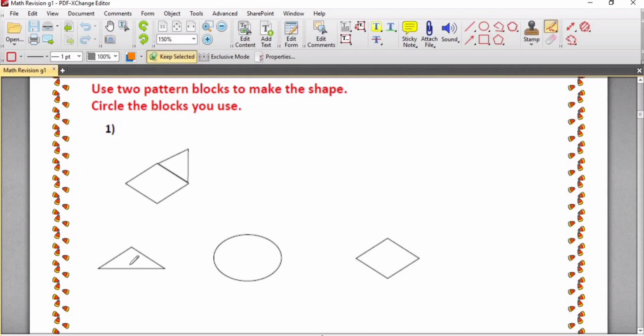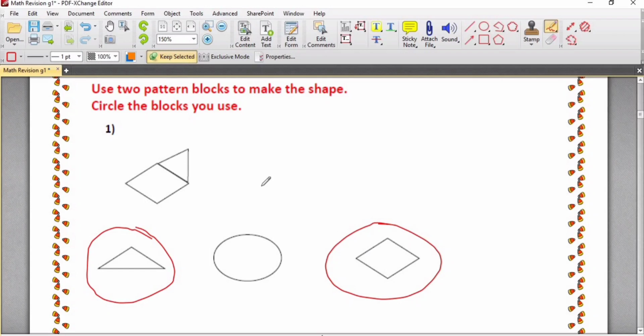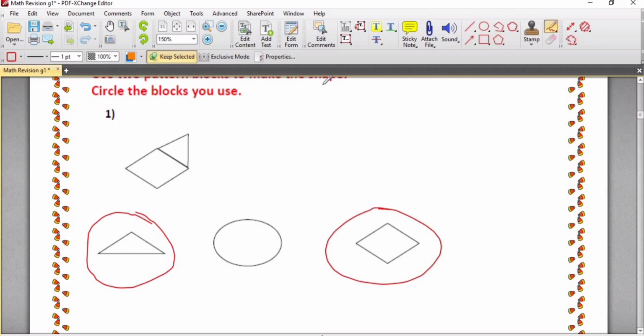So the first one here we have a triangle. Do we have a triangle? Did we use it? Yeah, so let's make a circle. The second one, circle. Do we use a circle here? No, we didn't. So we use the third one. So we use these 2 figures to make this new one. Get it? Great. Now let's see the second.